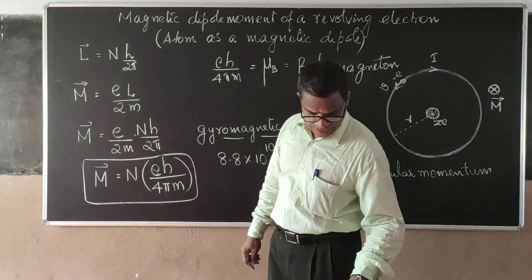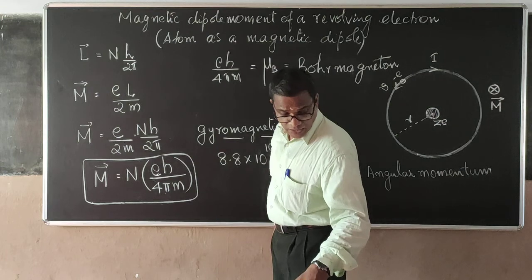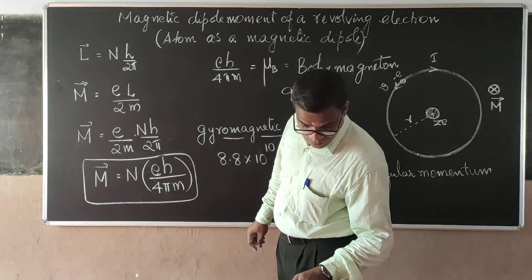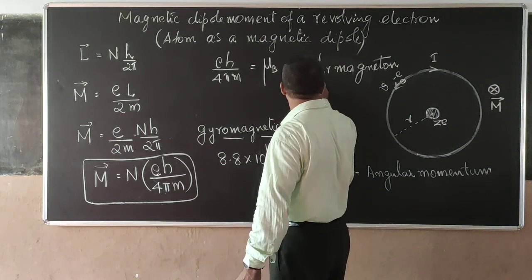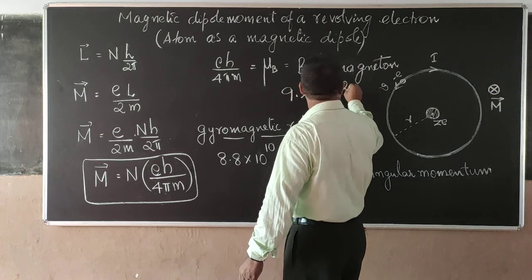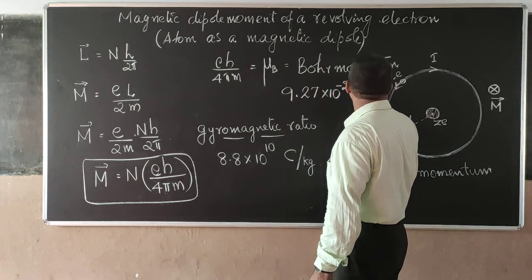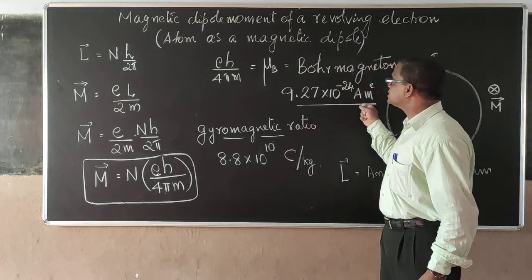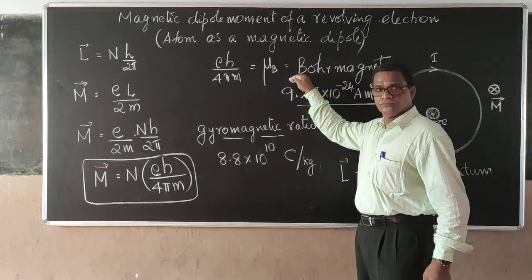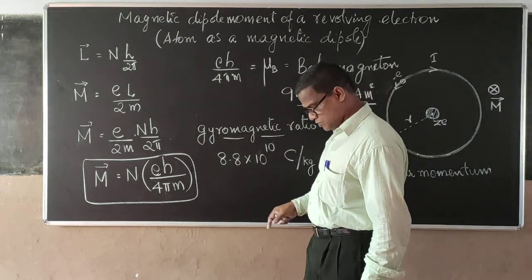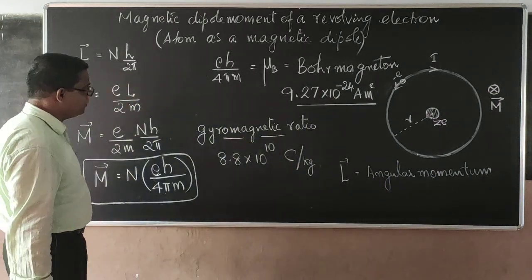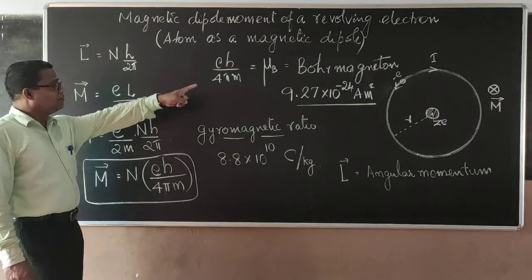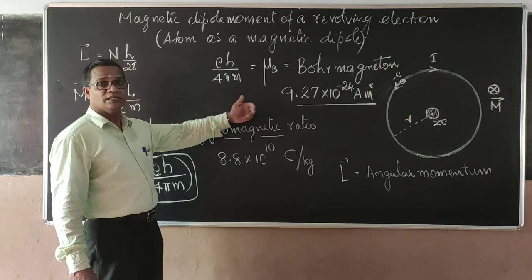It is coming around 9.27 into 10 to the power minus 24 ampere meter square. Let me write that value exactly. The value is coming around 9.27 into 10 to the power minus 24 ampere meter square, which is the value of the Bohr magneton. So here the revolving electron will have a constant value of magnetic dipole moment, and that is an integral multiple of the Bohr magneton.